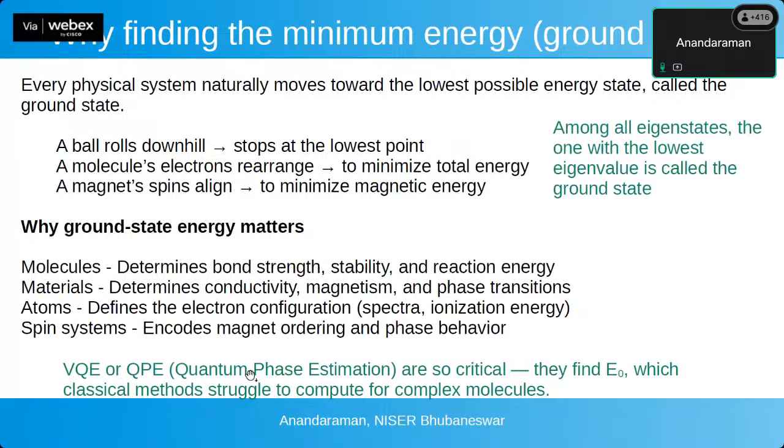That's why the variational quantum eigensolver and quantum phase estimation are so critical. They find E0, that is the lowest energy, which classical methods struggle to compute for complex molecules. Even HPC struggles to compute it. Among all eigenstates, each state has different energy. Which state has the lowest energy? That is the stable state.